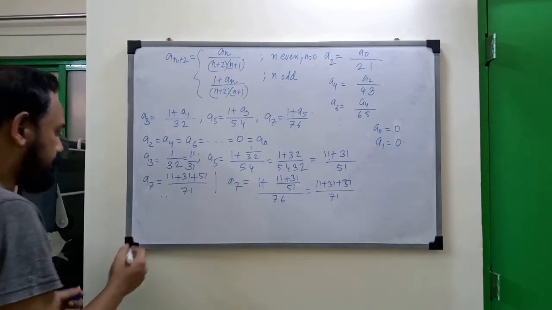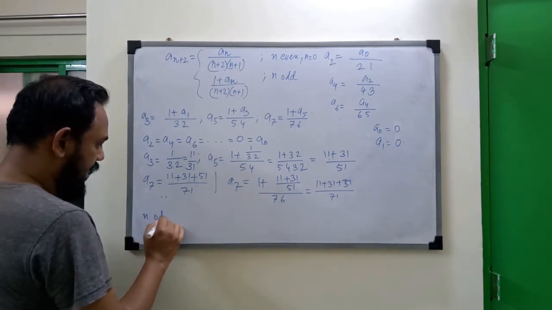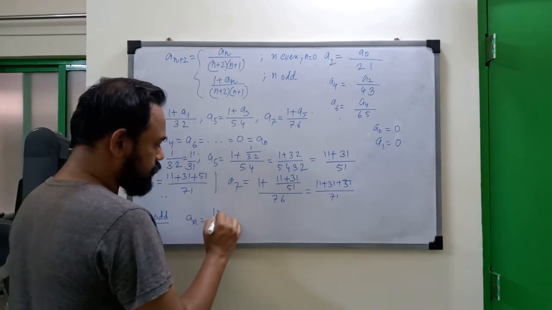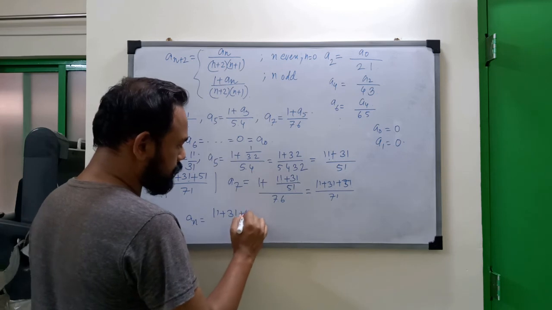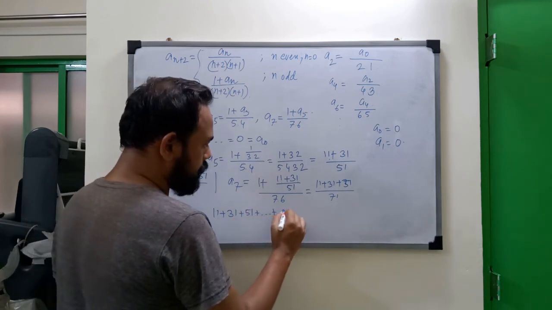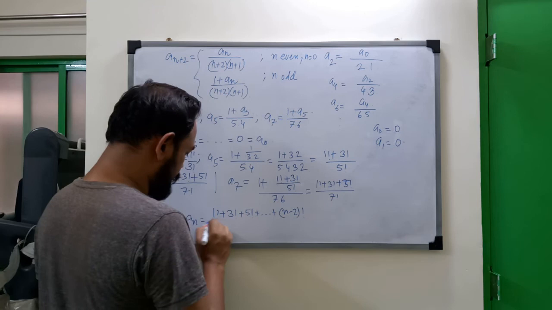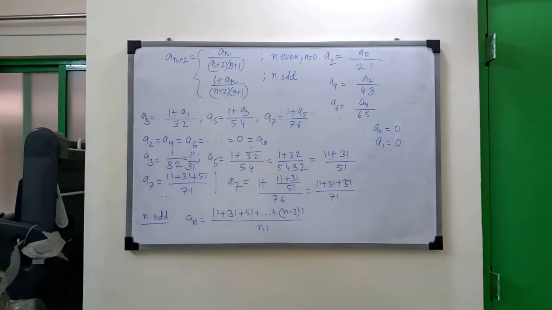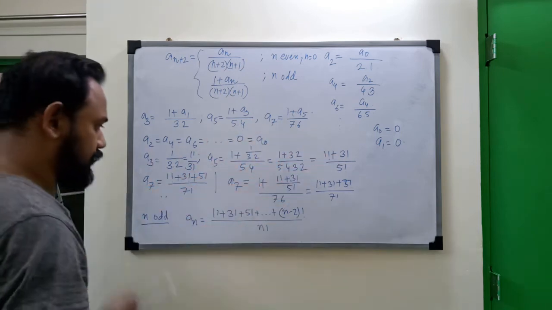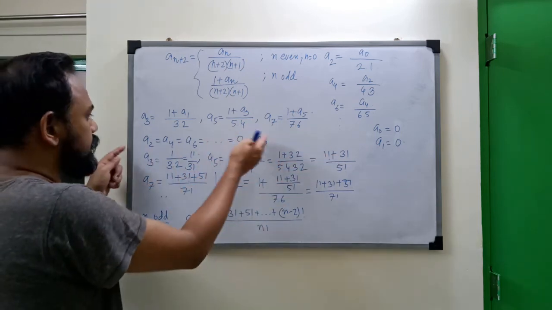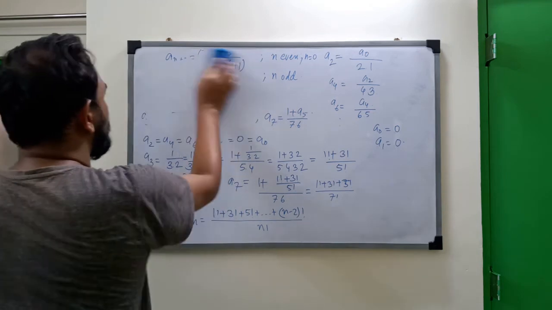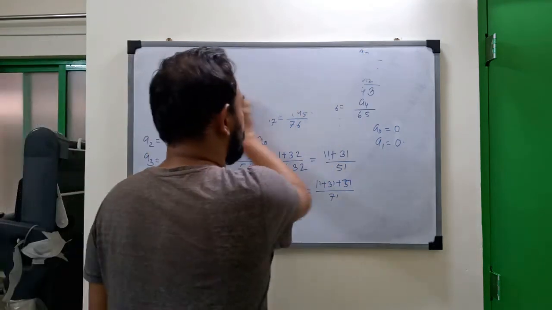So for any odd n, your a_n is going to be 1 factorial plus 3 factorial plus 5 factorial plus up to n minus 2, the previous odd number, because n is odd, divided by n factorial. So you have determined all the coefficients. The even ones are 0 and the odd ones are this. And so therefore, let's finally write out what the solution is going to be.